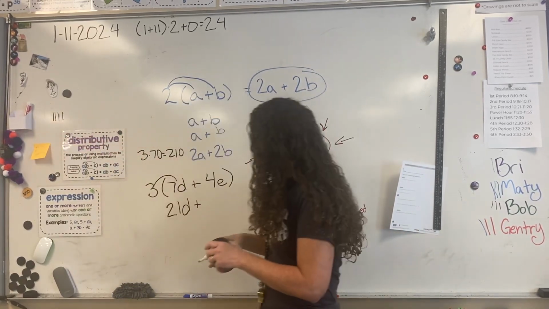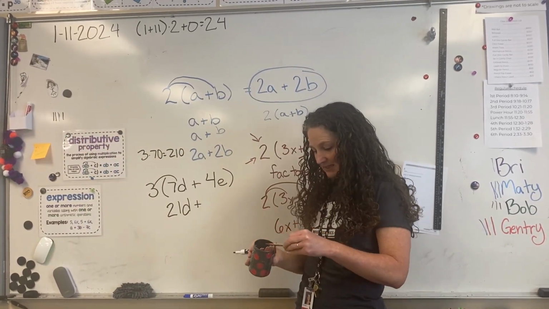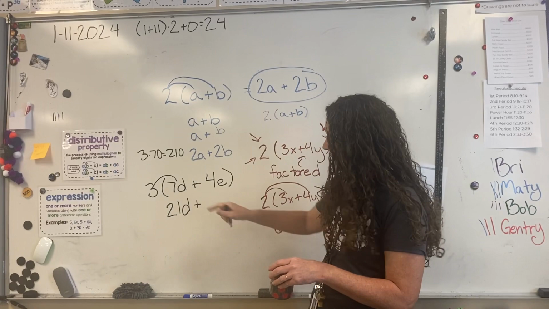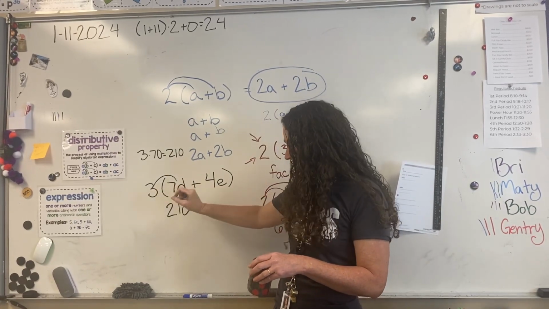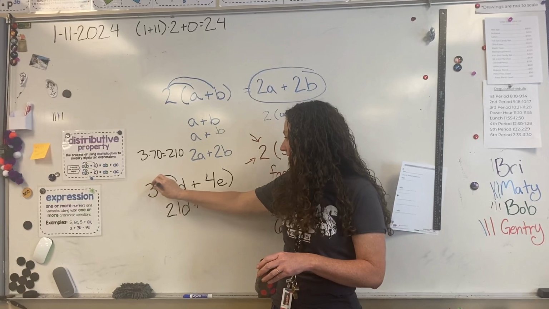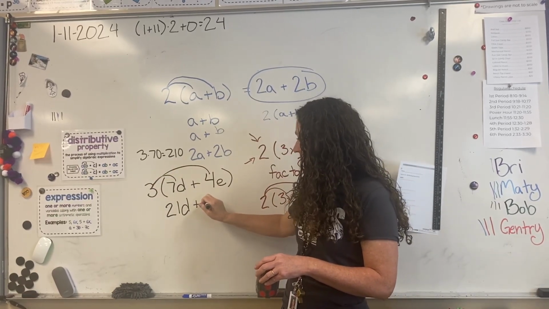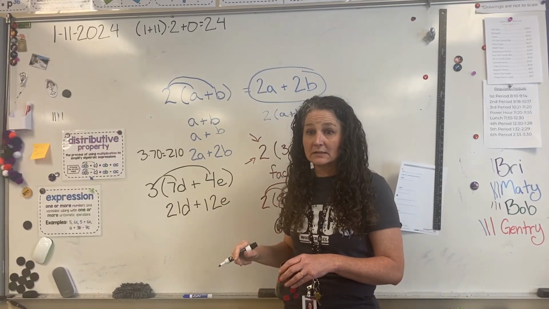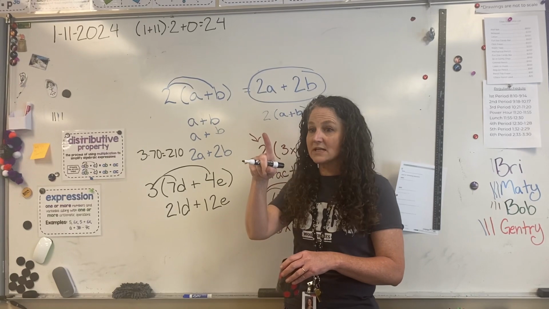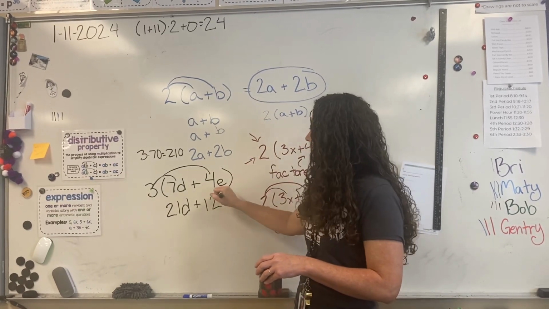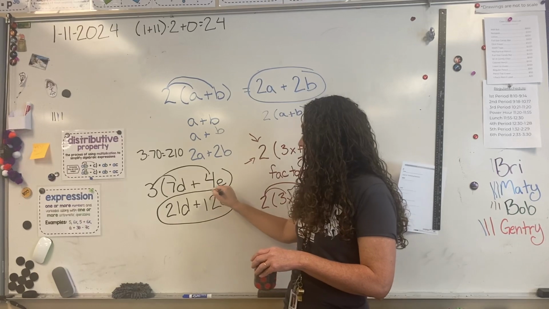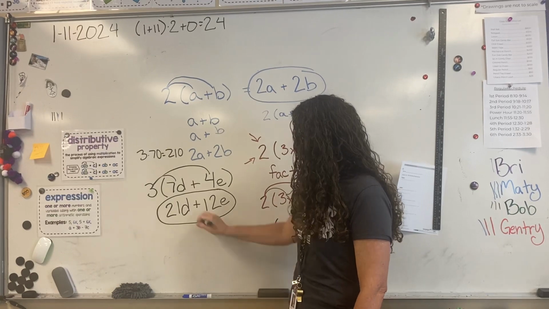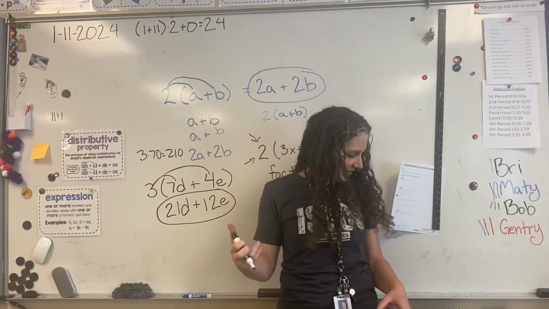All right, what do we multiply next? Gentry. We did 3 times 7d, and now we're doing 3 times 4e. What's 3 times 4e? 12e. Do I need to do anything else? There's one more step. What is it, Cora? Circle it. Why? So you know what the answer is. Because Mrs. Barlow's life is hard, and I don't want to hunt for your stuff. So 21d plus 12e, and I'm done, and I circle it and move on with my life.